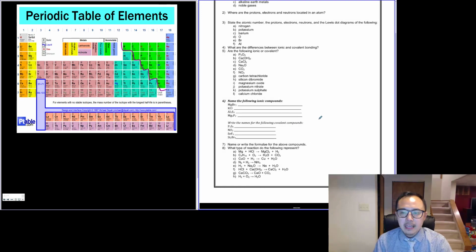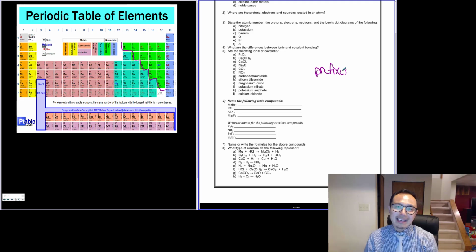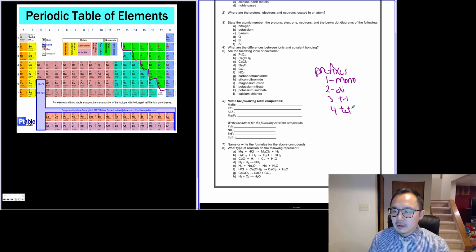So for the next part, this is naming covalent compounds. For covalent compounds, again, this is a non-metal and a non-metal. And in this case, you actually need prefixes. The prefixes are what you put before your element to indicate how many atoms you have. One atom is mono. 2 is di. 3 is tri. 4 is tetra. 5 is penta, and then 6 is hexa. And I don't think we're going to see that many beyond 6.